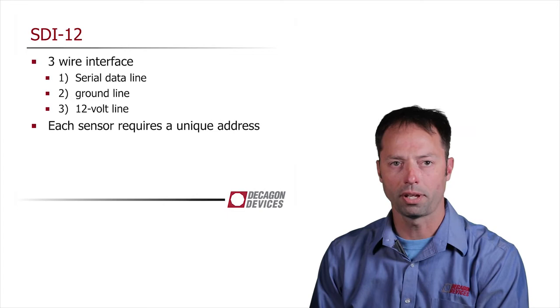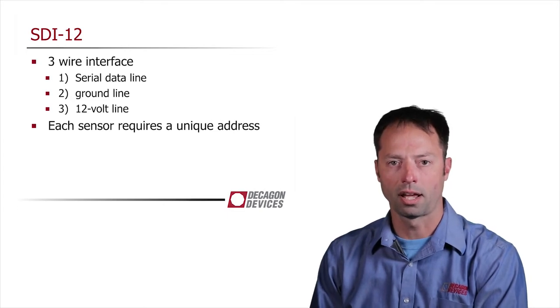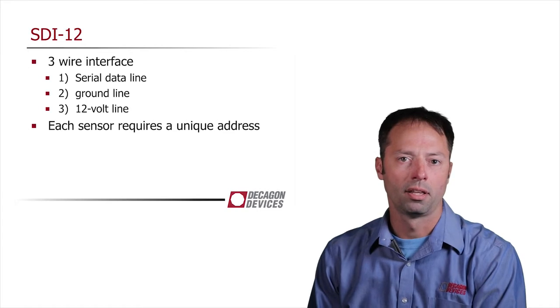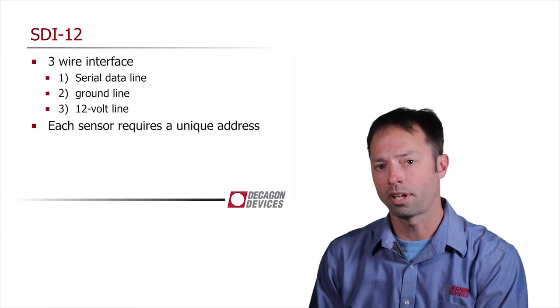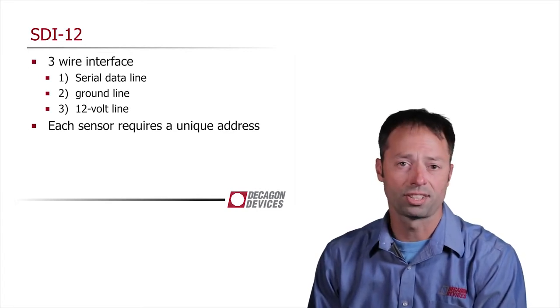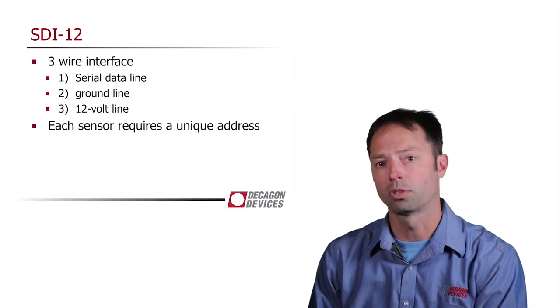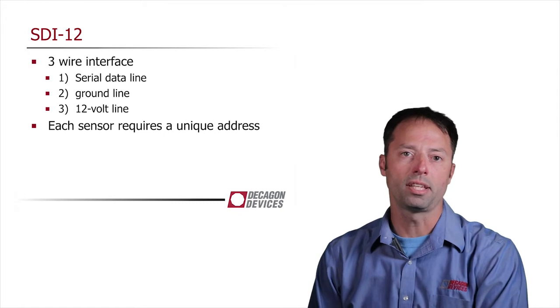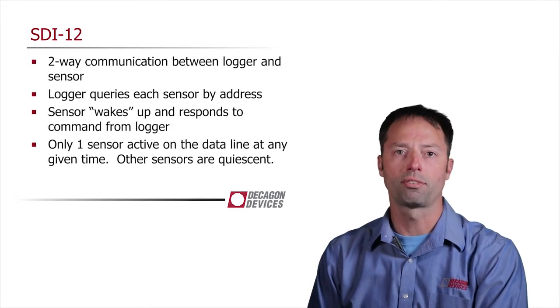It's a 3-wire interface. You have a data line, the ground line, and the supply line. The SDI-12 protocol standard is 12 volts. Decagon sensors will accept any power between 3.6 and 15 volts. The key to this is that each sensor requires a unique address.